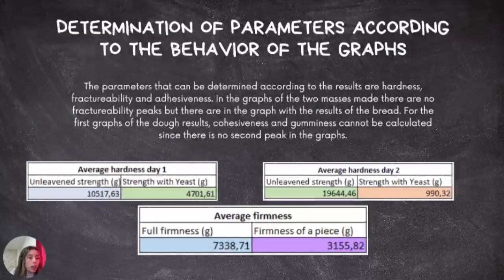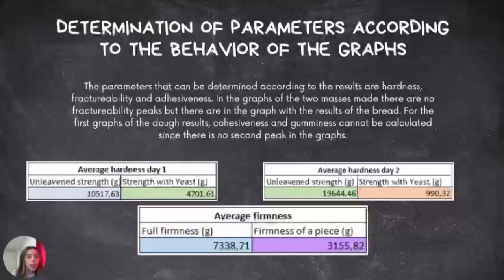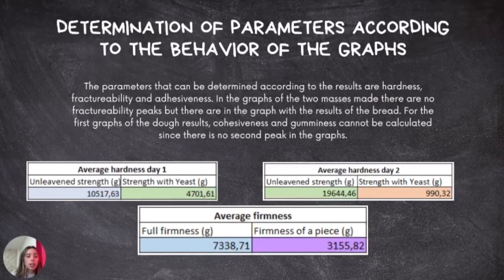Here we have the hardness results for day one for both samples, also the hardness for both samples for day two, and finally the firmness for the two samples, the one with the complete bread and the other that is only a piece of the bread.